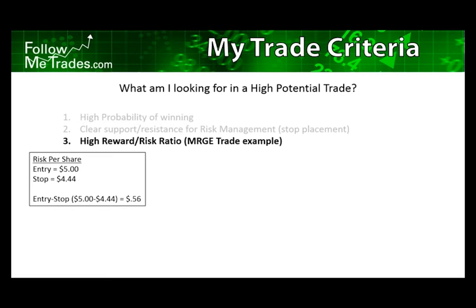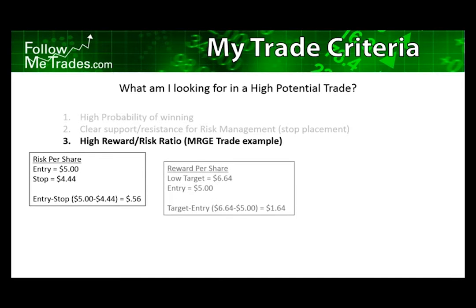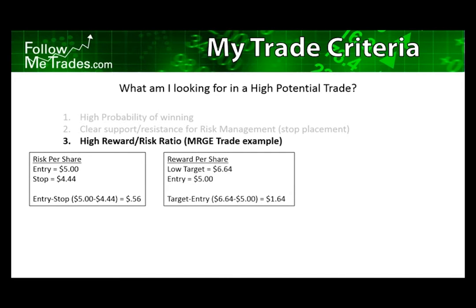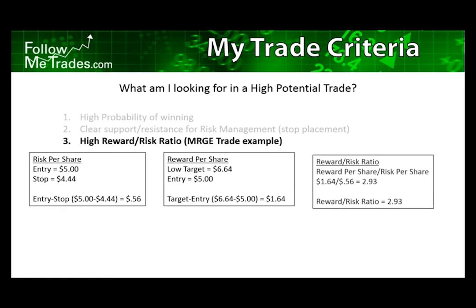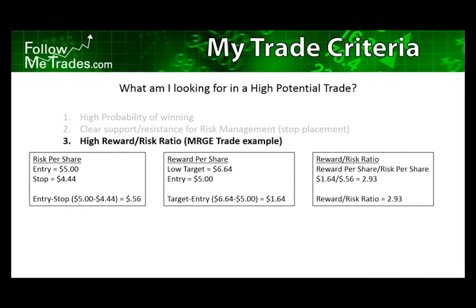And that gives us a risk per share of 56 cents. That's pretty simple. I look at the reward per share, right? My low target, again being conservative, is 6.64, entry price 5. I just do the subtraction there, and my potential reward is $1.64. And now I do the reward to risk ratio, and that comes out at 2.93. So nearly 3 to 1.